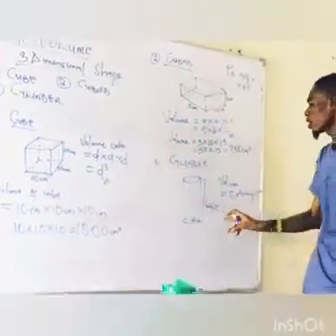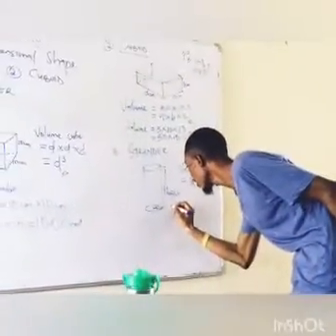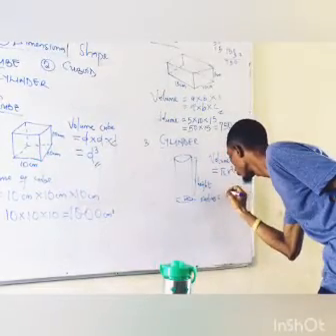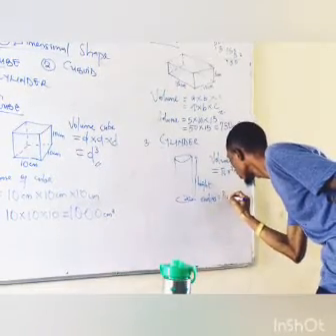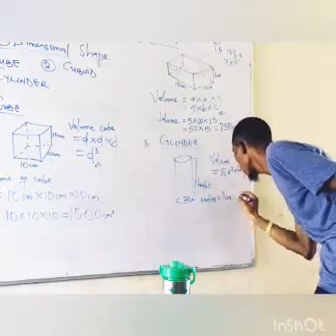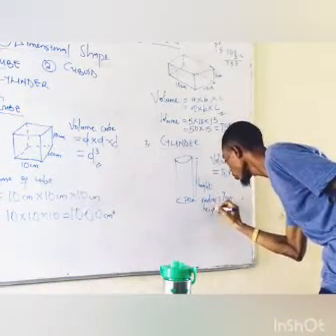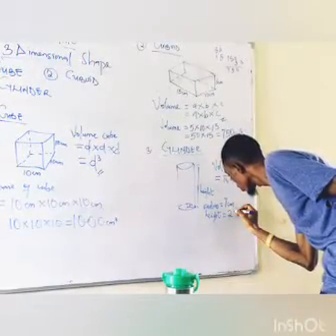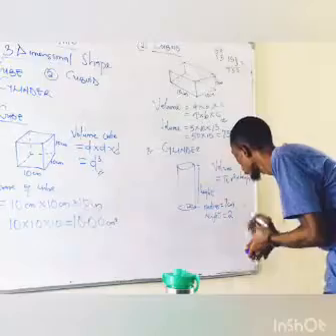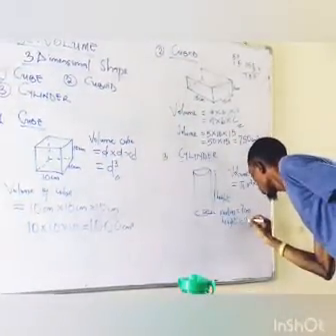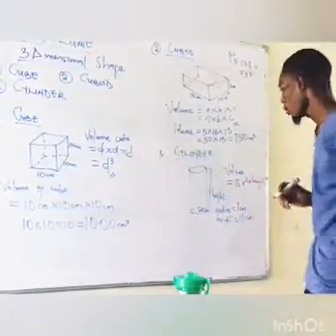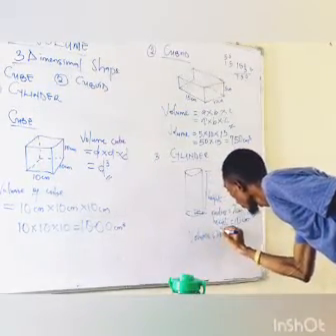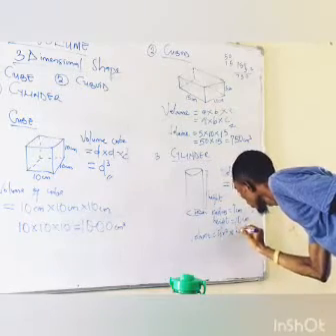Now, for the cylinder, let's assume the radius of the cylinder is equal to, let's say, 7 centimeter, and the height is equal to, let's use the height to be 10. The height is 10 centimeter. So to get the volume, it is going to be pi r squared multiplied by height.